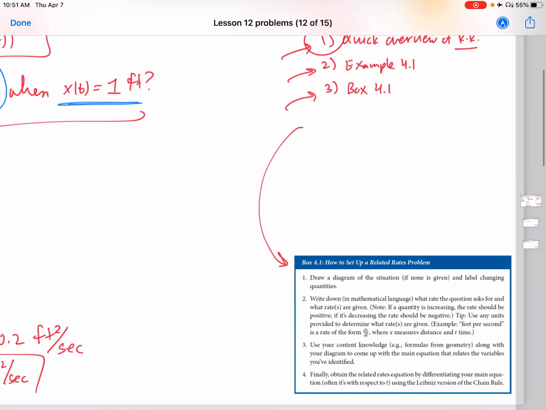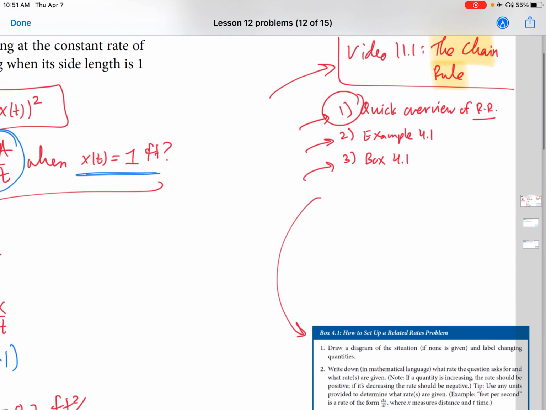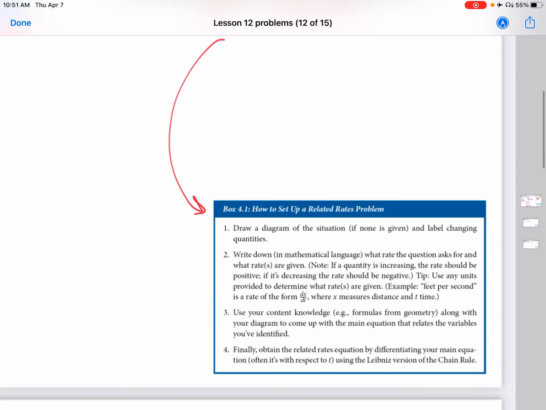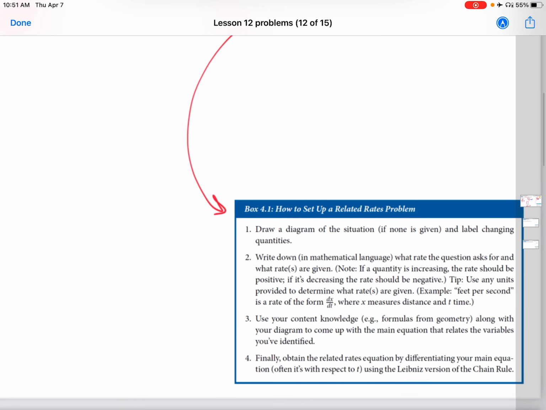So let me finish this up. We did this one, we did that one. Let's talk about this box 4.1. I've included this in here just so you can see a little bit more of a guide for what I just did, so you don't have to rewind the video and take notes. This is more of a rule of thumb, if you will. It's not a requirement that you set up a related rates problem this specific way, but in my experience, it does help. The first thing we did was to draw a diagram.